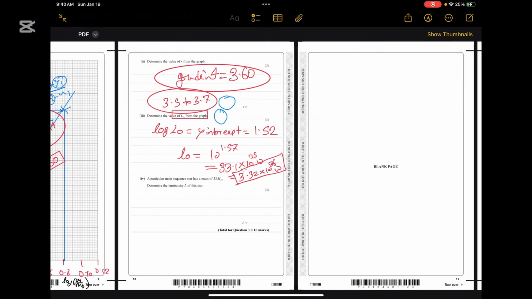Now what we have to do is we have to calculate the luminosity of this star. We have calculated the L naught, right? Now we have to calculate the luminosity. Okay, we have to calculate the luminosity. So let's go and figure out the luminosity.